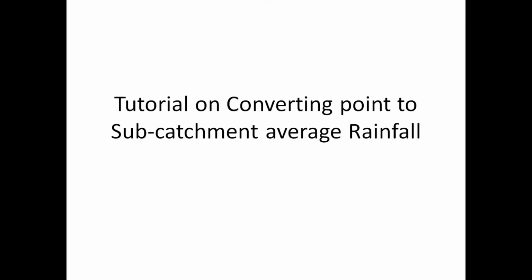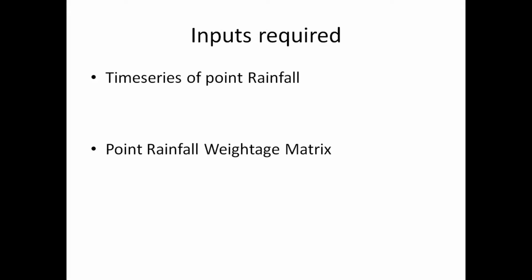In this exercise, we will see generally how point rainfalls work. When I say point rainfalls, we have our rainfall stations. So we measure our rainfall at those points, and then generally using some technique, we will calculate our subcatchment average rainfall.